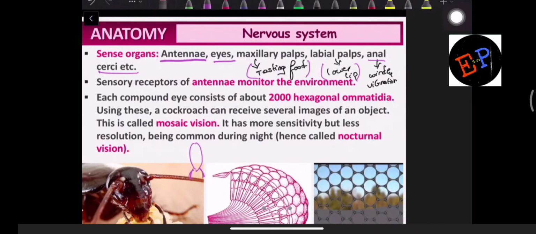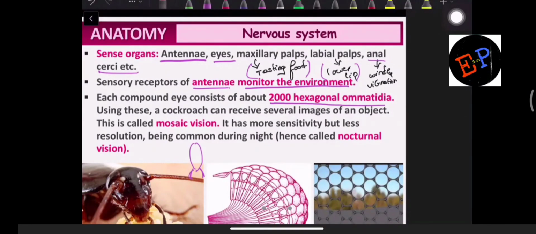So the sensory receptors of the antennae monitor the environment. What is the function of the antennae? Two antennae will be present, no? What is the function of antennae in the case of cockroach? They are responsible for supervising or monitoring the environment. That is the function of antennae. Each compound eye consists of 2000 hexagonal ommatidia. Each small eye you can call one ommatidium.